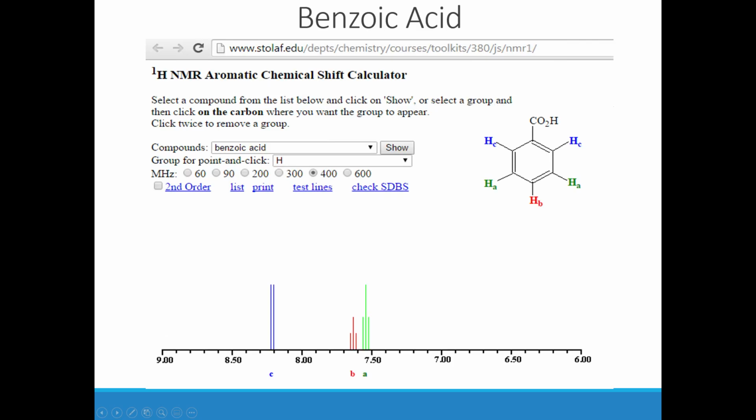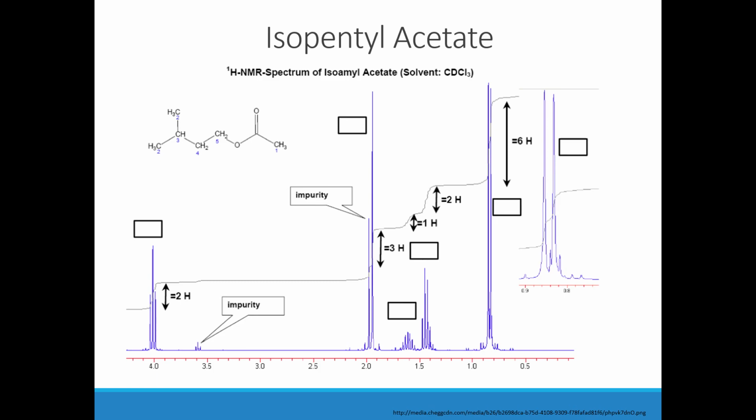So here is one of benzoic acid. You can see that because of the carboxyl group, we can distinguish between HC, HA, and HB, where the signals separate a little bit. So here is another example that you can work out. For isopentyl acetate, how many signals are there and where do these signals belong?